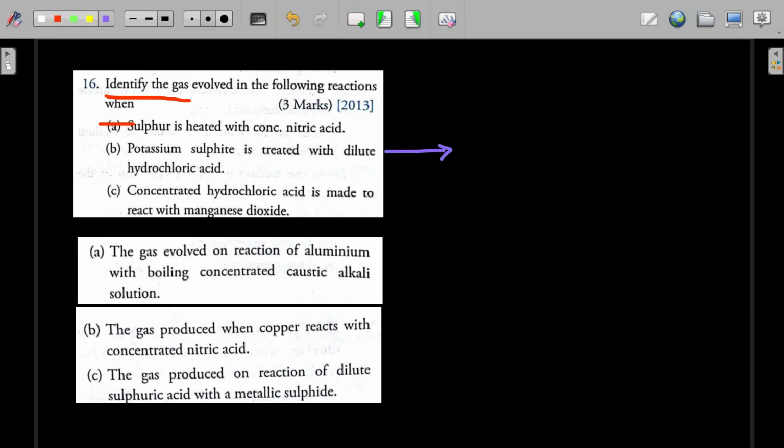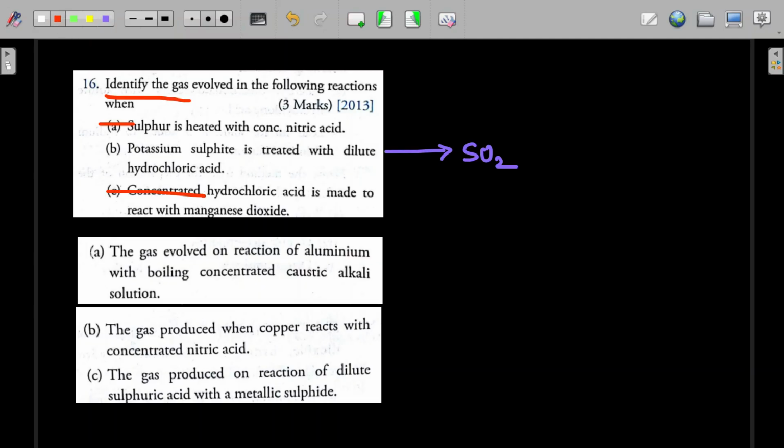Yes, sir. Sulfur dioxide. Very good. Okay, I'm writing the formula here, but you have to write the name. Concentrated again. This we will learn in the HCl chapter. The gas evolved, right? The gas evolved on reaction of aluminium with boiling.